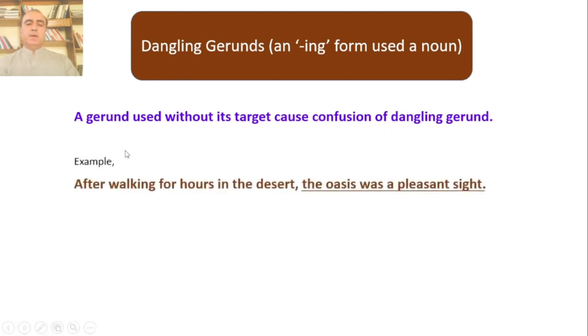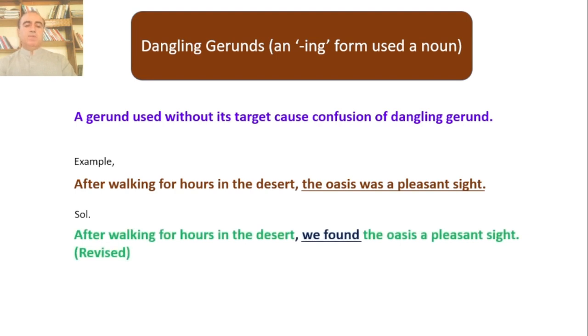Here is a case. After walking for hours in the desert, the oasis was a pleasant sight. Who had been walking? We do not know from this sentence. So we add that part. We do not know who had been walking, and who is reporting that the oasis was a pleasant sight. So we add that missing part like this: After walking for hours in the desert, we found the oasis a pleasant sight. This underlined part, we found, has been added, making the meaning clear.